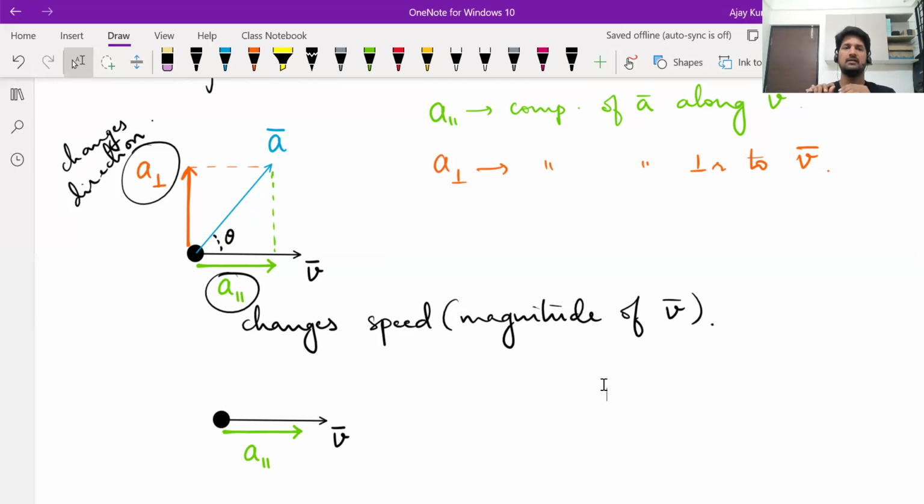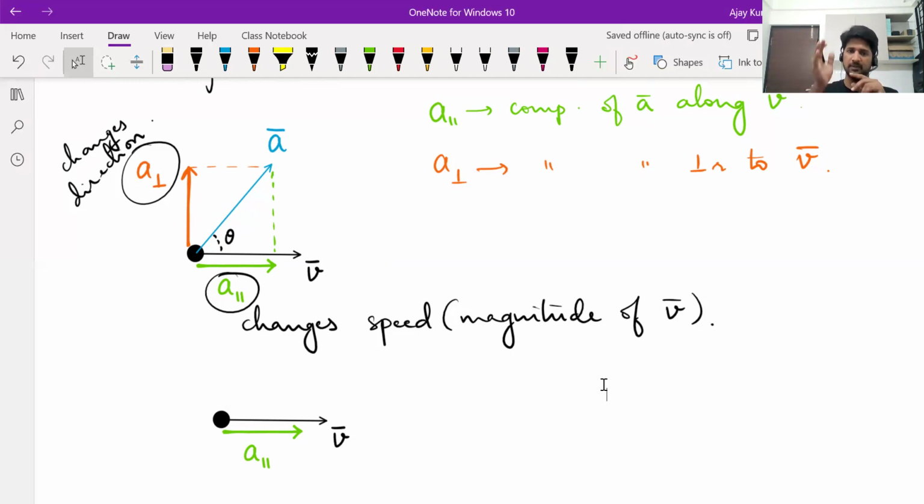You split acceleration into two components, one along velocity, one perpendicular to velocity. The one along velocity makes it go faster or slower. In this particular case, we see that A parallel is in the same direction as velocity. So it goes faster. Due to A parallel, it goes faster.